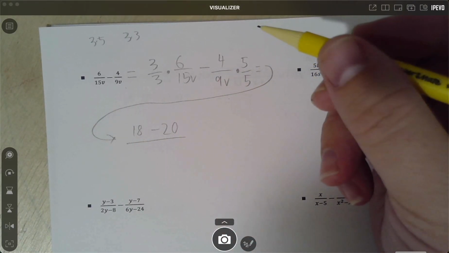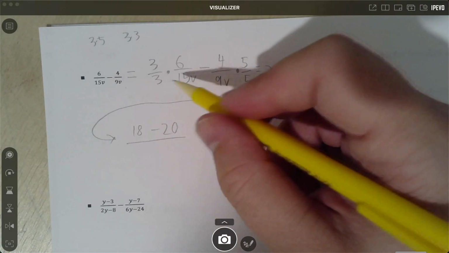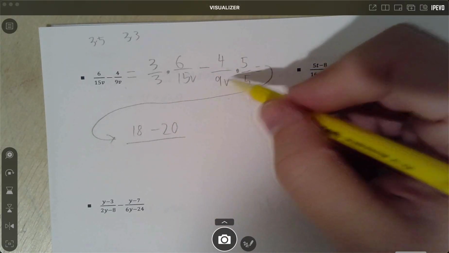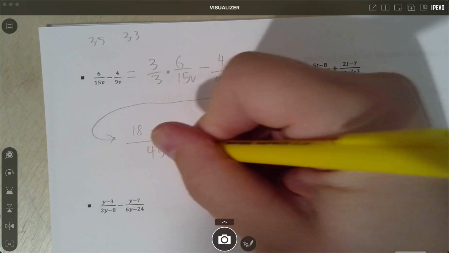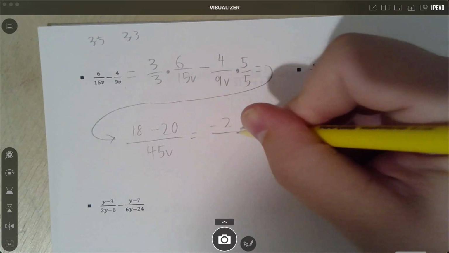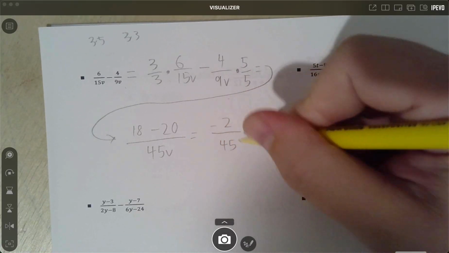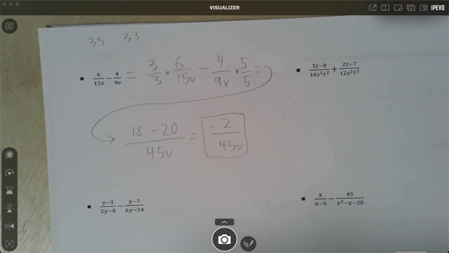And it's over, well, we actually just got common denominators, because 3 times 15 is 45v, and 9 times 5 is also 45v. And so I now have a common denominator of 45v. What do I get when I simplify? I get negative 2, because that's what my numerators combine to, over 45v, and we're done. So we're just getting common denominators.